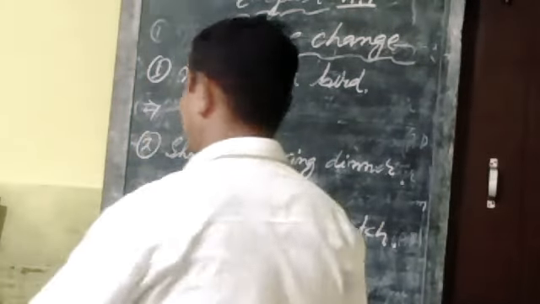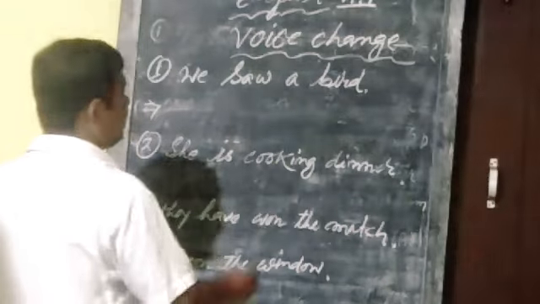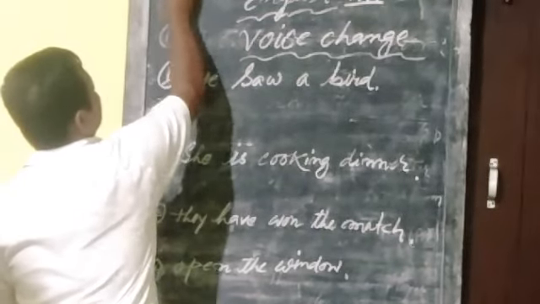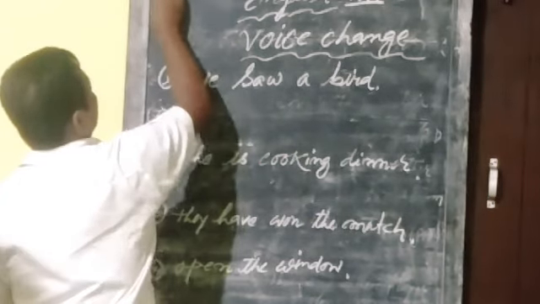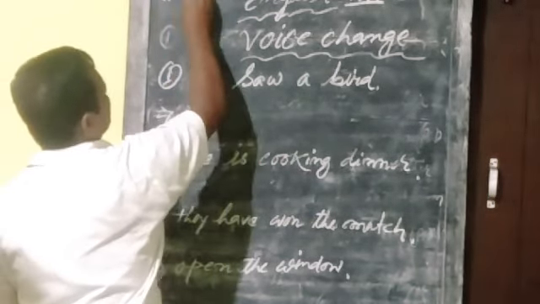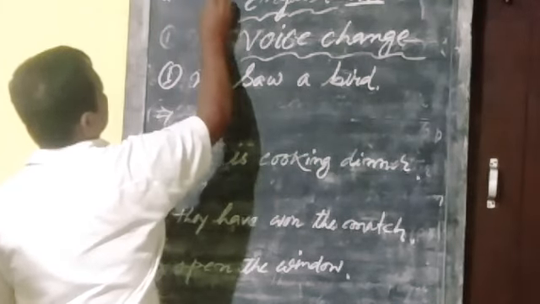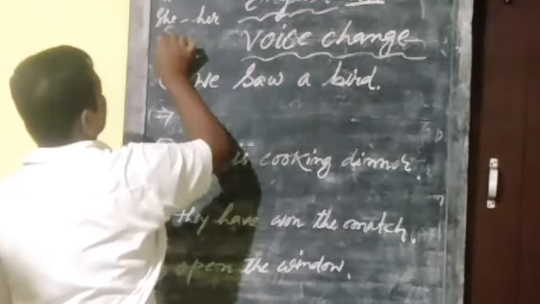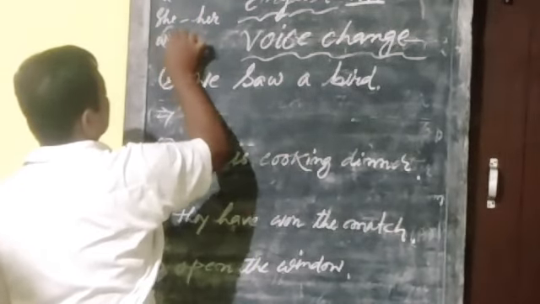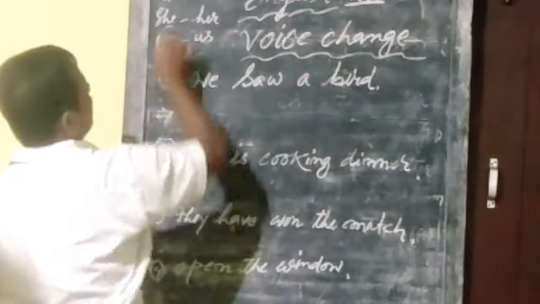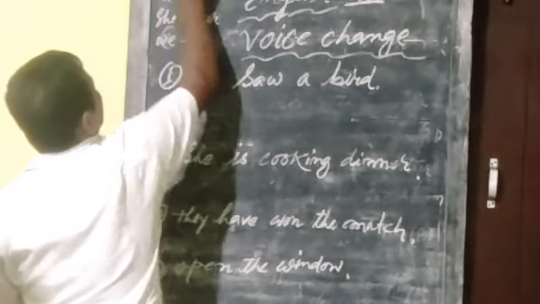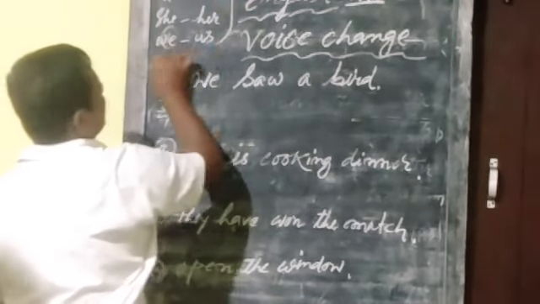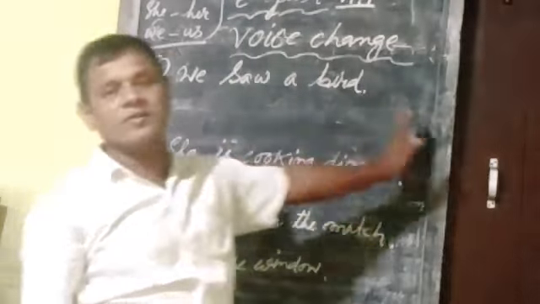So we have already learned, if subject is I, it will become me. If subject is he, it will become him. If subject is she, it will become her. If subject is we, it will become us. And if subject is they, it will become them. Okay, only these 5 will change. Other subjects will remain the same.